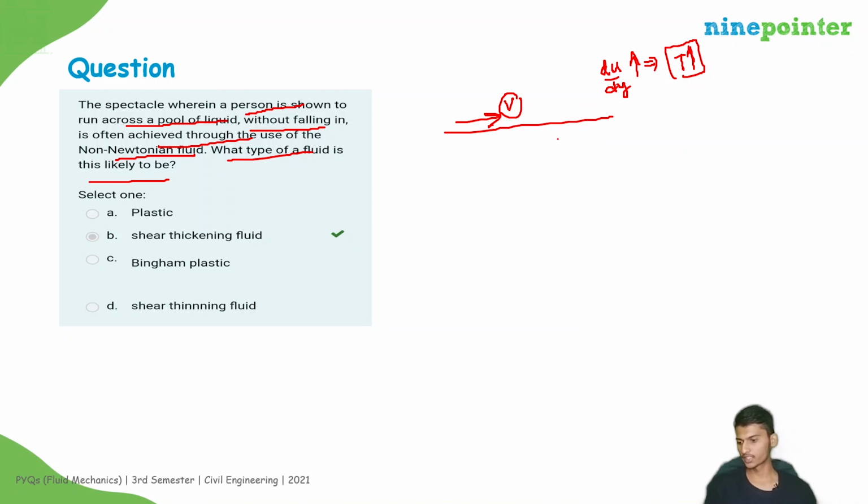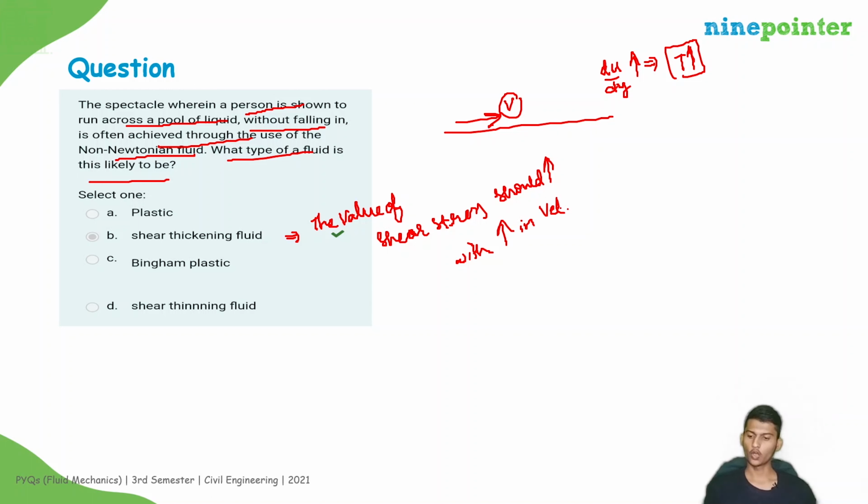Because of that, if shear stress increases, then we can run on the fluid without falling in, right? So this is the case of a shear thickening fluid, meaning the value of shear stress should increase with increasing velocity. Because what happens when shear increases, the fluid will become thick and it will act as a semi-solid, right? Then you can run on that fluid. So to avoid falling in, you should run fast. If you run slowly, then the shear stress will become low, the amount of thickness the fluid will have will become low, and then you will fall in.